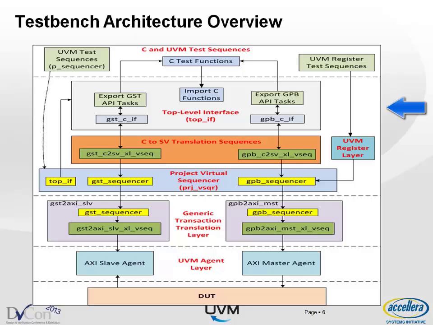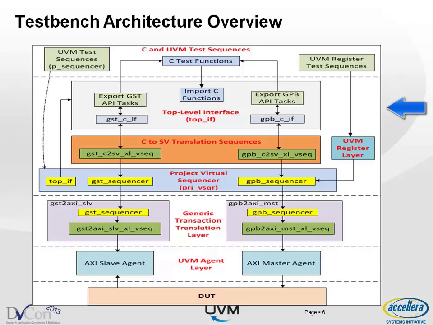In this top-level interface, we define a set of generic tasks. Those tasks are defined in SystemVerilog or UVM. And then we export those generic tasks to the C function. So in the C function, we can create a task and we can use those generic API tasks. And then once the task is available, we can import that to this top-level interface. And then we can fire the task from the UVM sequence. And also here we have these two little boxes.